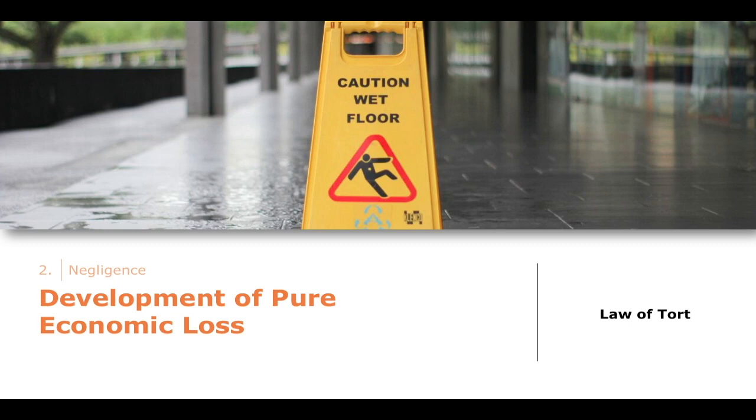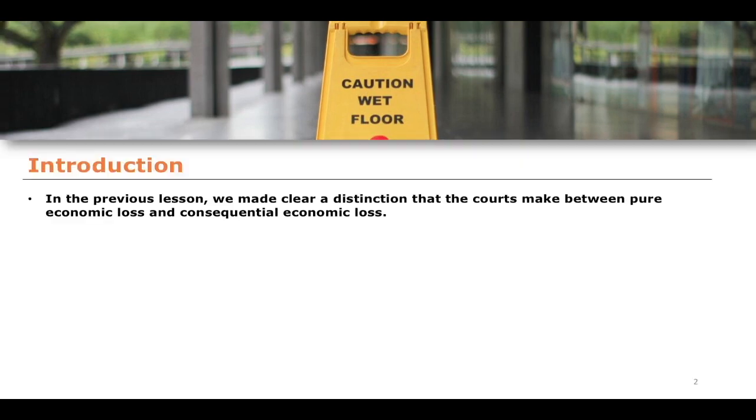This lesson is just going to talk about the development of the pure economic loss principles in a bit more detail, and we'll talk about some of the cases that have arisen out of these ideas, where we're looking at, for example, the case of Anns and Merton on one hand and Murphy and Brentwood on the other.